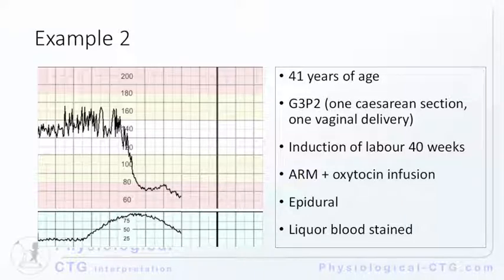Let's look now at example 2. You have a multip in labor. She had a cesarean section and 1 vaginal delivery in the past. This labor has been induced at 40 weeks for maternal age with artificial rupture of membranes and oxytocin infusion. There's an epidural sited and you have been noticing that the liquor is blood stained. Suddenly, the fetal heart rate drops.